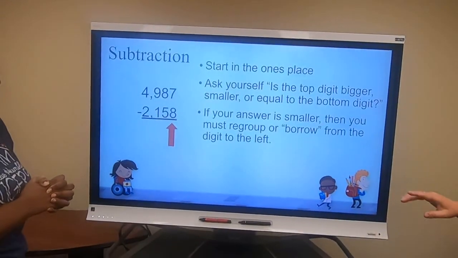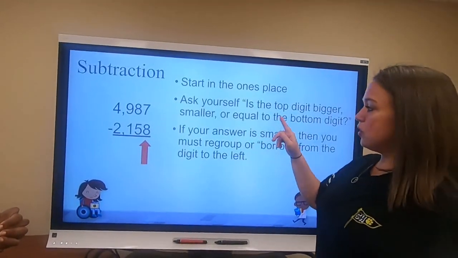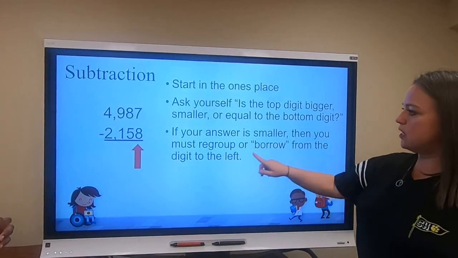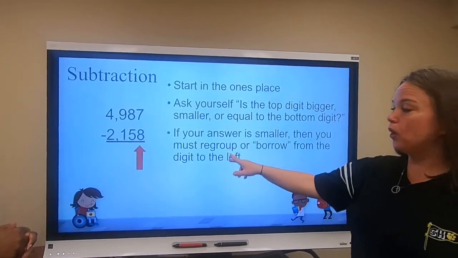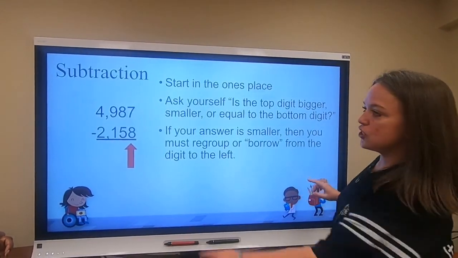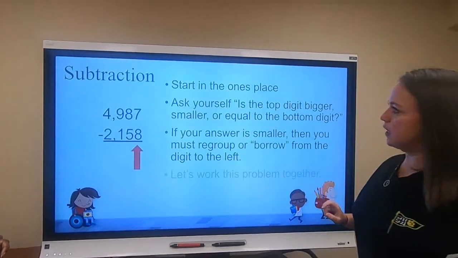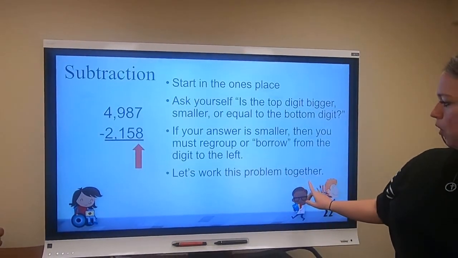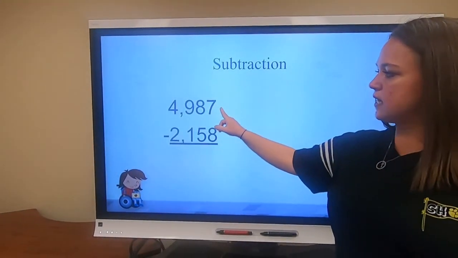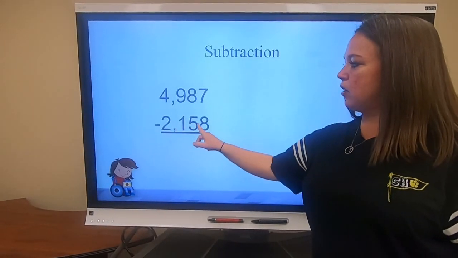Oh, that's right. I cannot do that. Okay, so if our answer was that our top digit is smaller than our bottom digit, then we must regroup or borrow from the digit to the left. Okay, so we'll see what that looks like here in just a second. So we're going to work this problem together. So we have 4,987 minus 2,158.